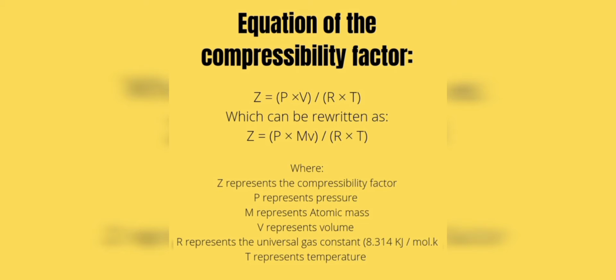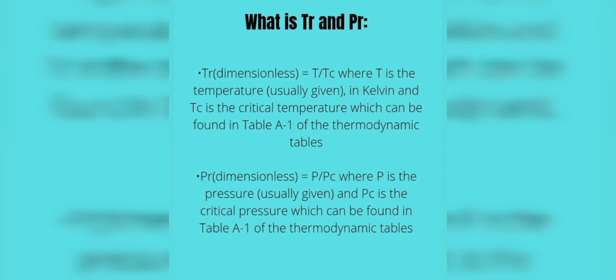In order to find the value of Z, we read it off from the generalized compressibility chart for various gases. But in order to examine this graph, we first need to look at what TR and PR are. Reduced temperature is denoted as TR and can be calculated using the equation on the screen. Reduced pressure is denoted as PR and can be calculated using the equation on the screen.